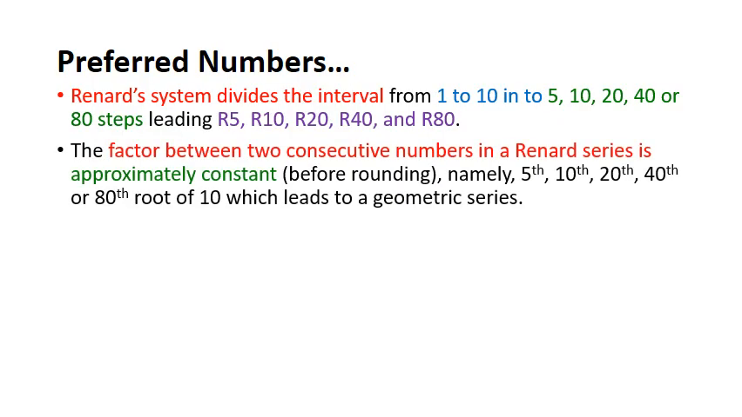If you observe the factor between any two consecutive numbers in the series, it will be constant, because the entire series is built by multiplying by a constant number, which is actually the fifth root of 10 in the R5 series, the 10th root of 10 in the R10 series, and so on.